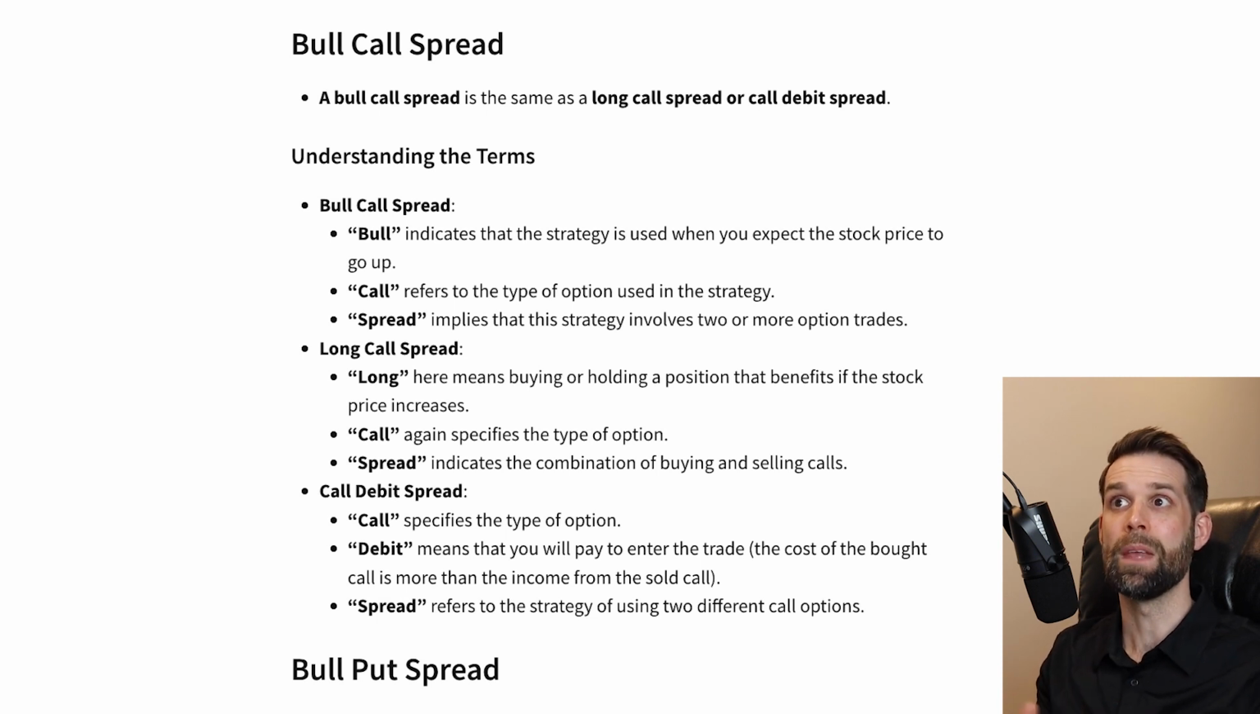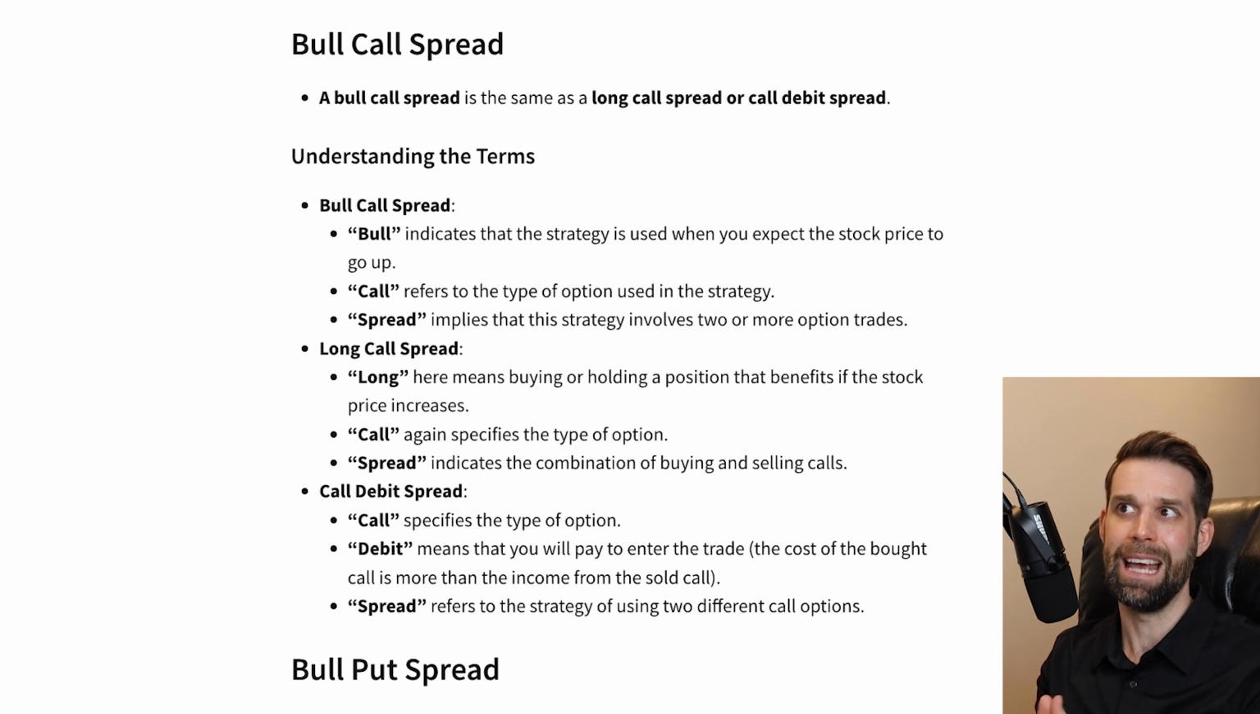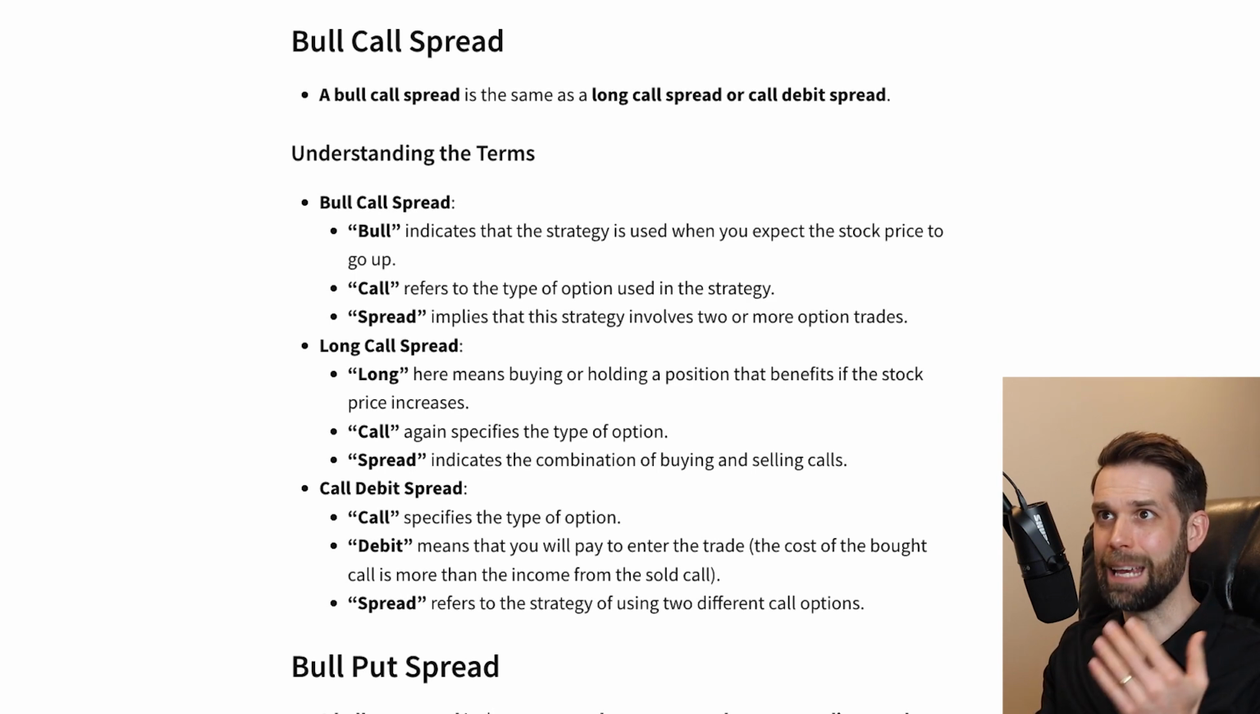So the first one is a bull call spread, and that's the same as a call debit spread. So what we talked about, where you'd be buying a call option that is more expensive than the one you sold, that's a call debit spread. It's also referred to as a bull call spread or a long call spread. So if you're bullish and you're long, those mean the same things. And then call, in this regard, we're talking call options. And then obviously spread is we're setting up a vertical spread. So those all mean the same things.